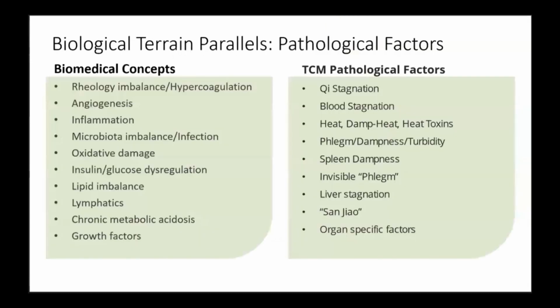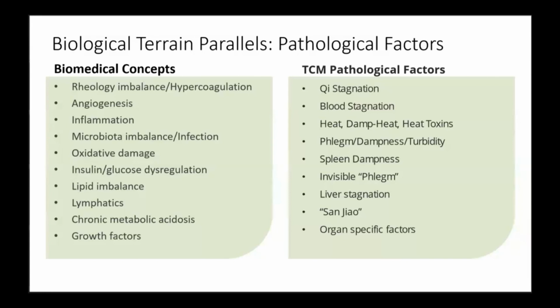Before we jump into the actual first part of this talk, this is really the introduction. We're going to look at these biomedical concepts and the TCM pathological factors and how they overlay. So I want to, again, go back and forth between concepts from traditional medicine and biomedical scientific analyses. On the left, you see biomedical concepts. Rheology imbalance, meaning in the blood, the clotting factors are disrupted in some way.